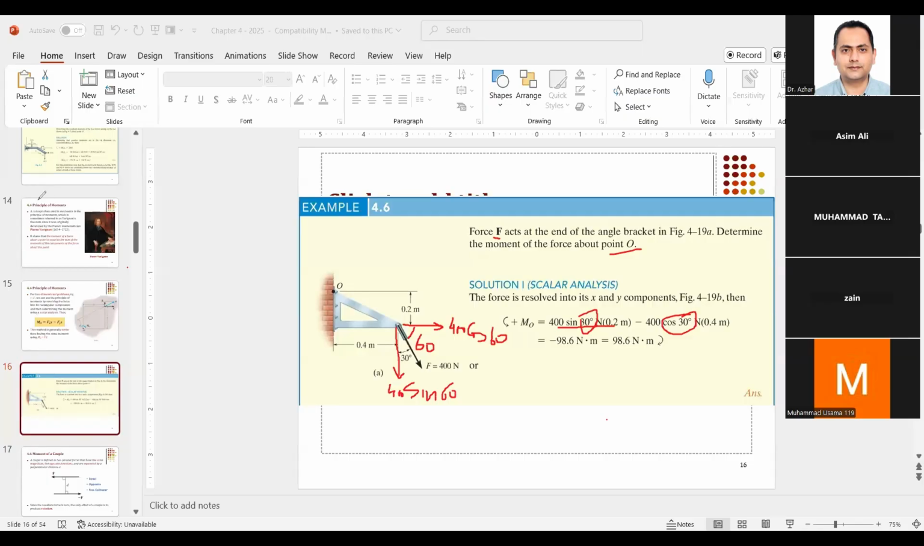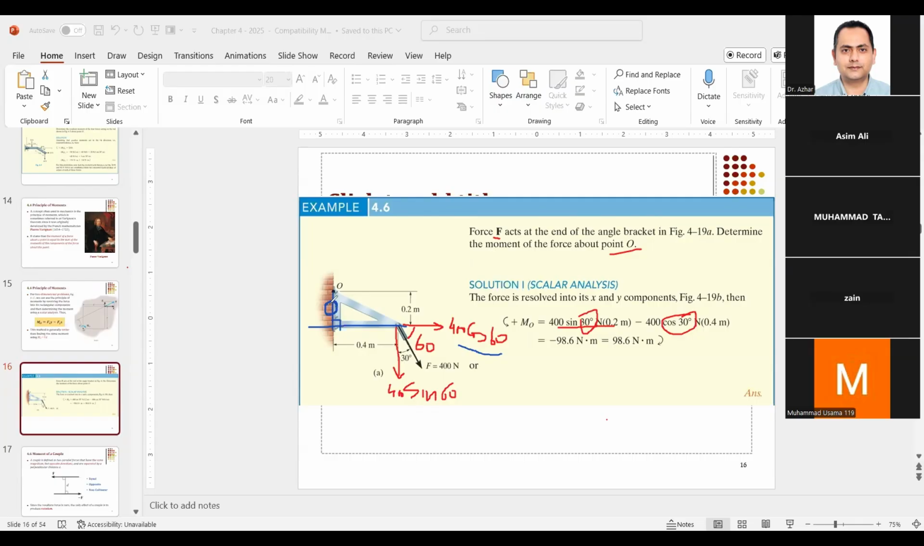Now you have to find out for each of them the moment arm. What is the moment arm? Same thing as we did before. For example, if I want to do it with 400 cosine of 60, extend the line of action of the force, and from point O, find the perpendicular distance like this. Okay, so this is our perpendicular distance.